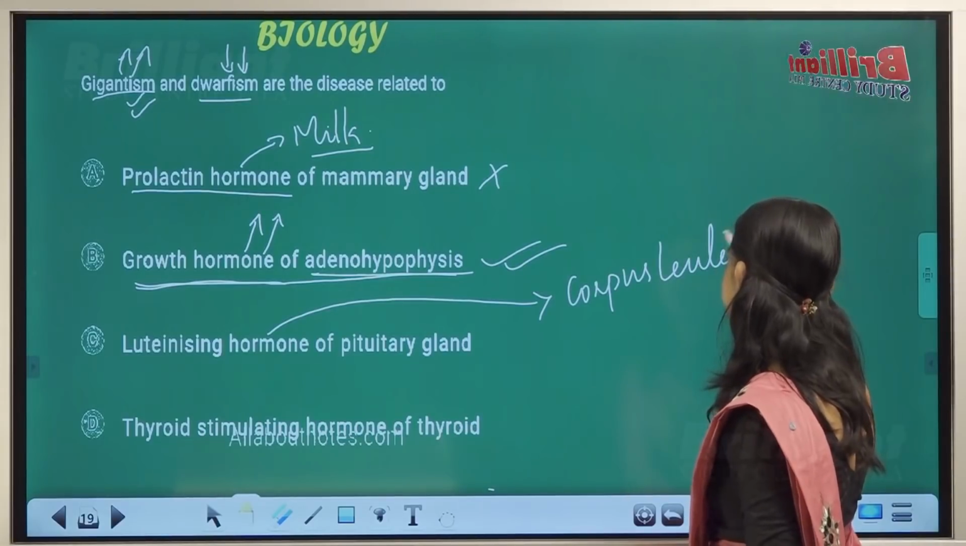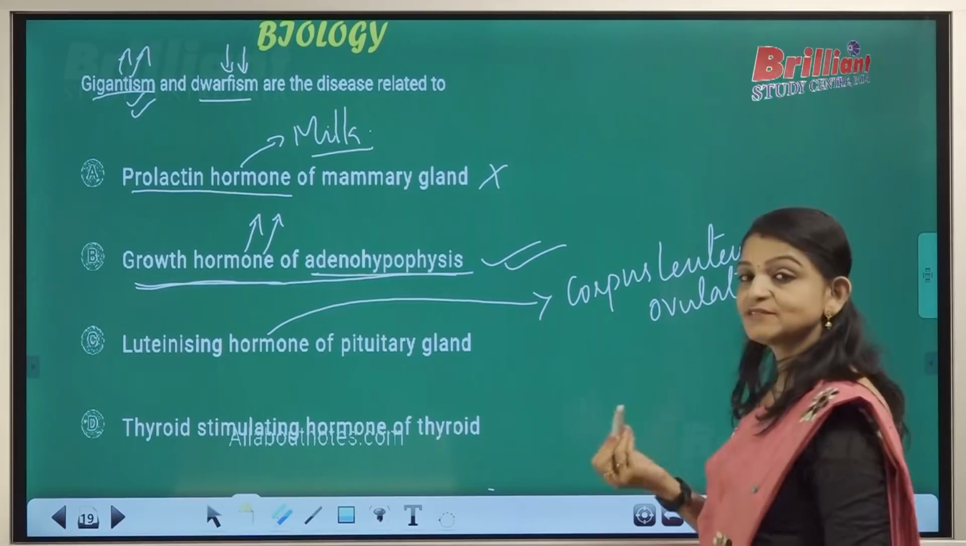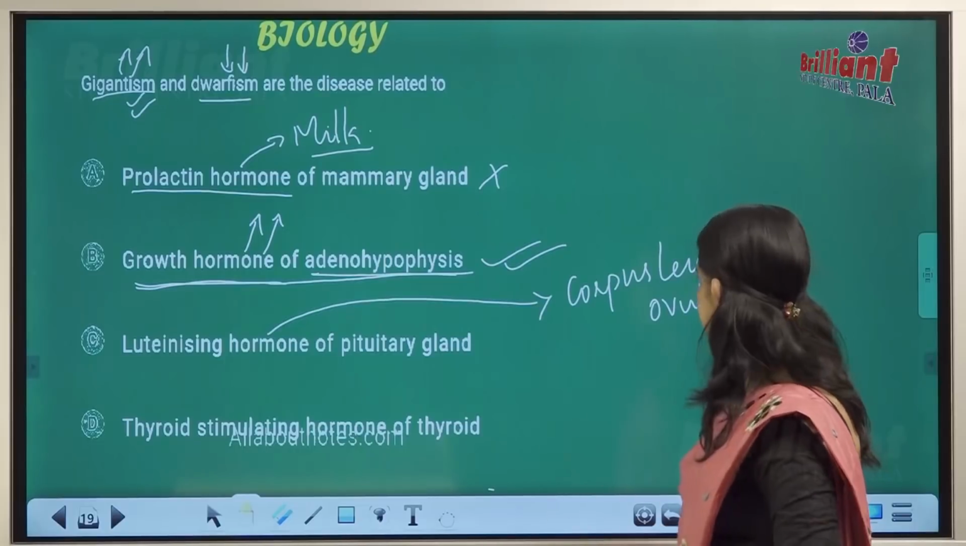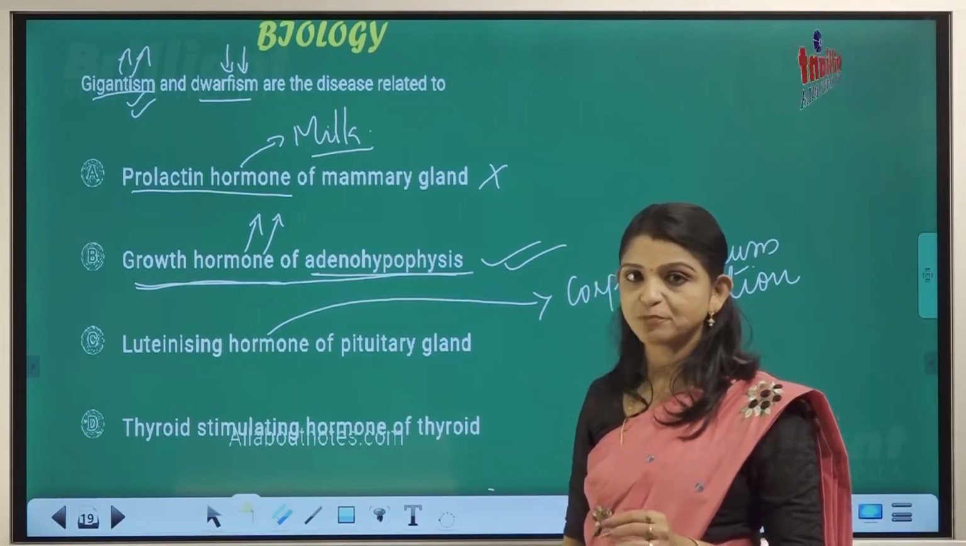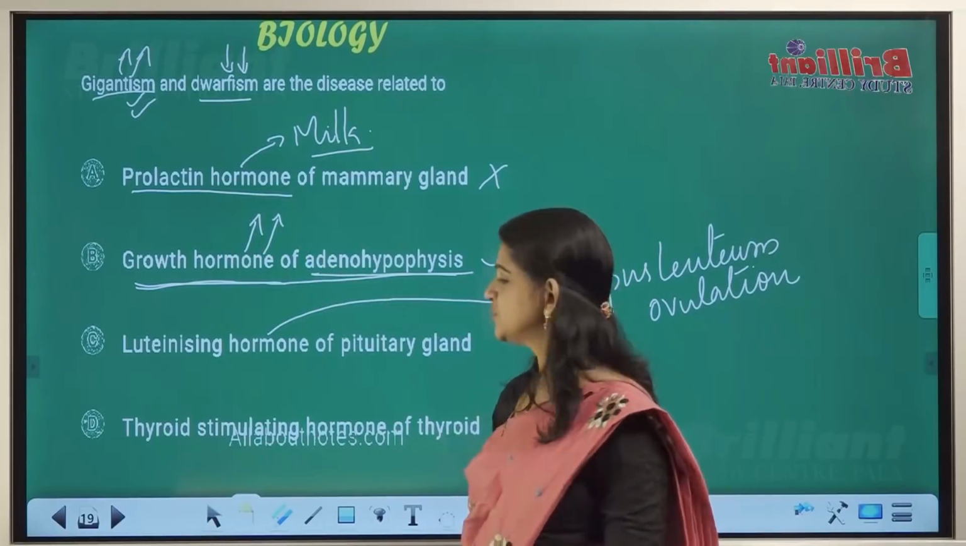And also, it is responsible for ovulation. You have studied about LH surge and all. So, it is responsible for ovulation as well as for the maintenance of corpus luteum. It does not have any connection with gigantism and dwarfism.